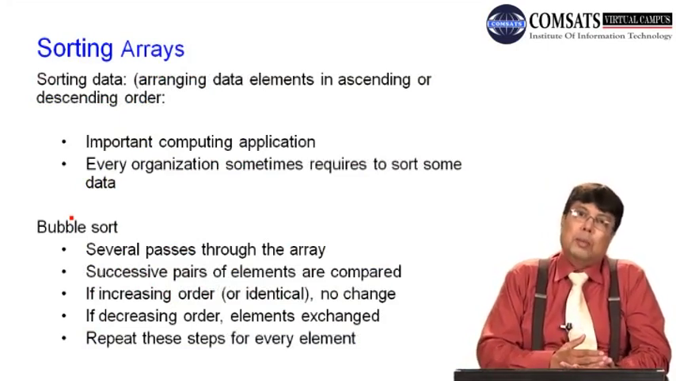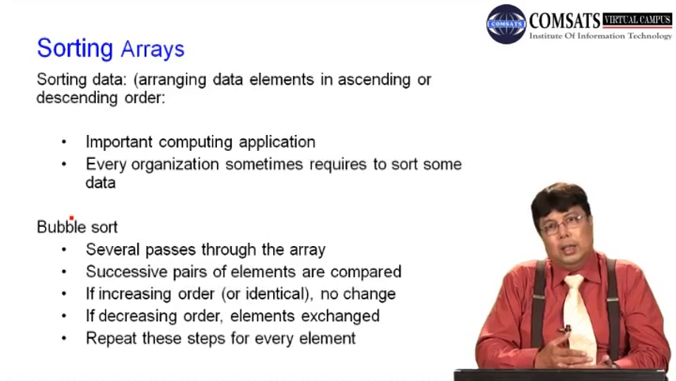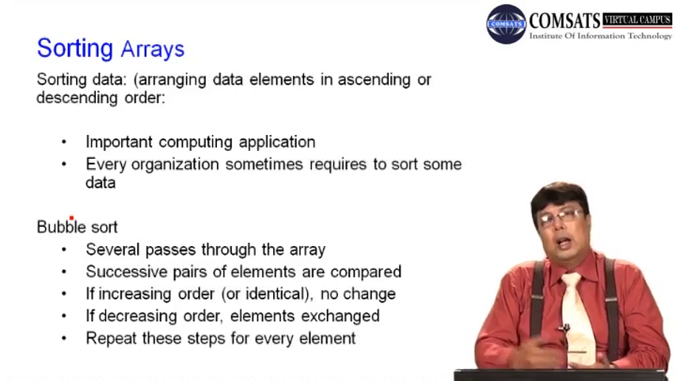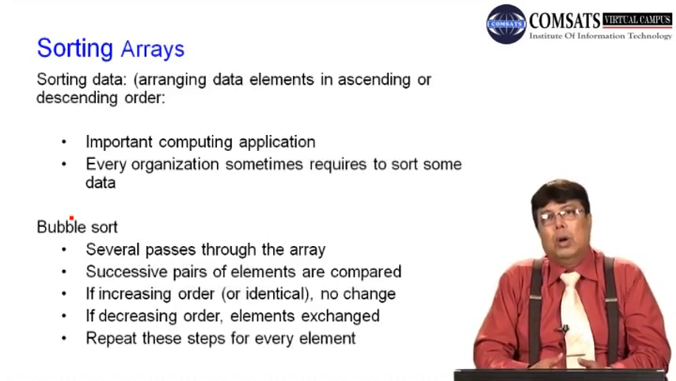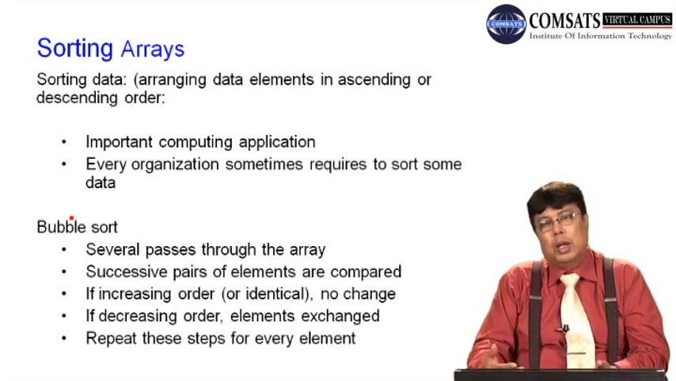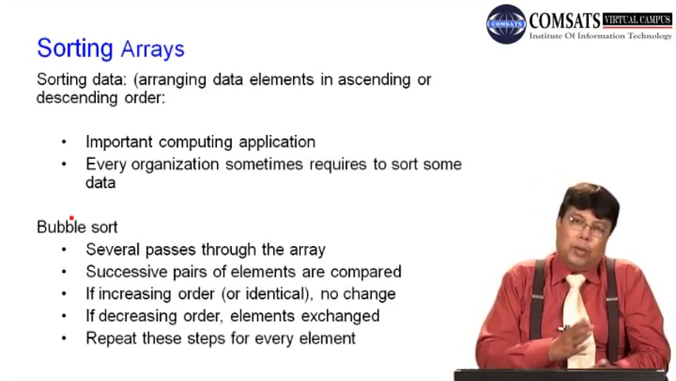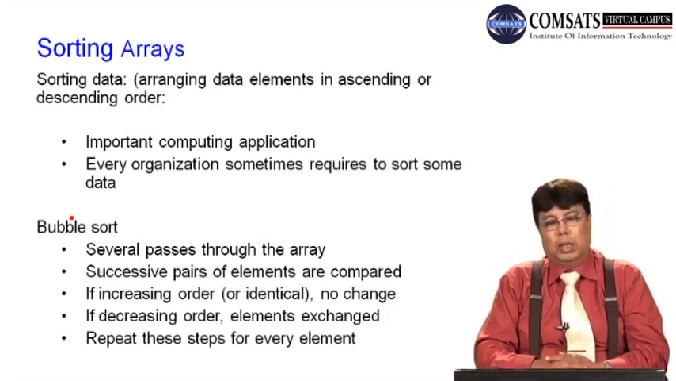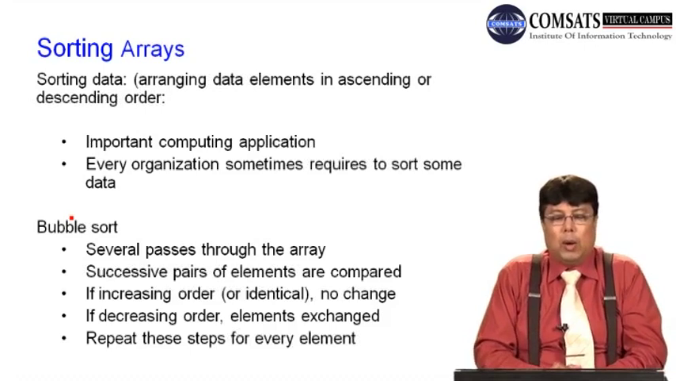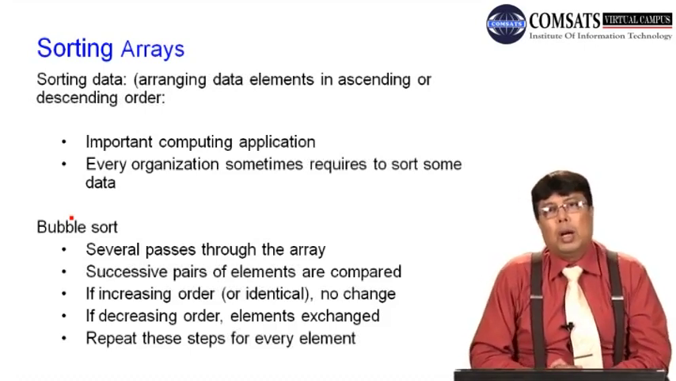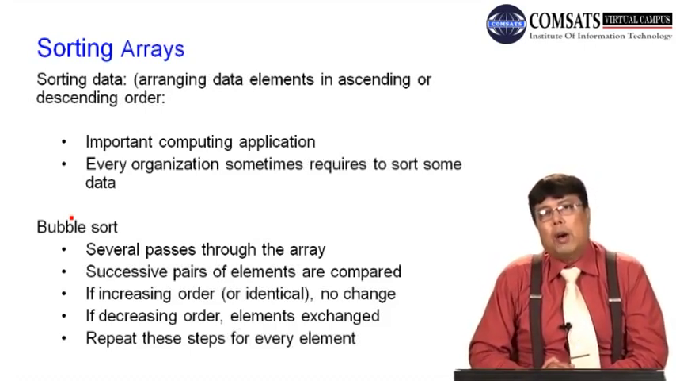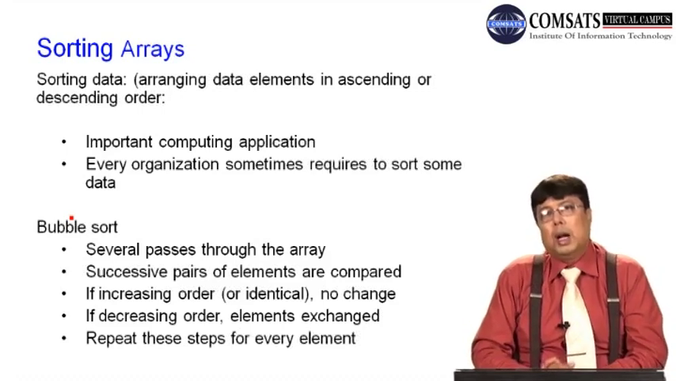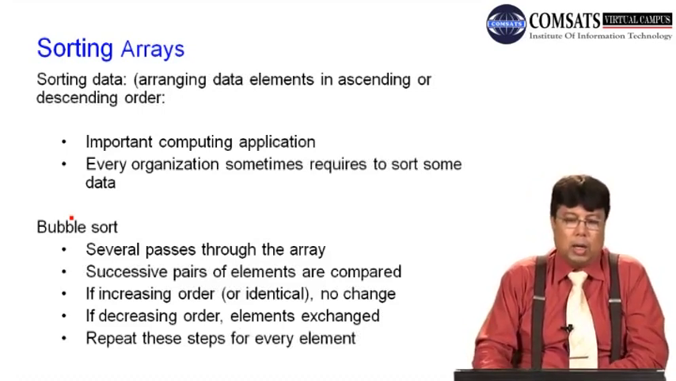The smallest value comes first, and then the next higher value, next higher, and so on. The largest value occupies the last position. What is descending order? The first value is the largest and the last value is the smallest. And this is a very important concept, and most organizations usually require sorting their data. Sometime or other they have to sort their data.